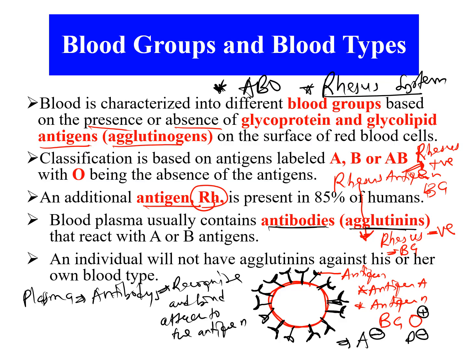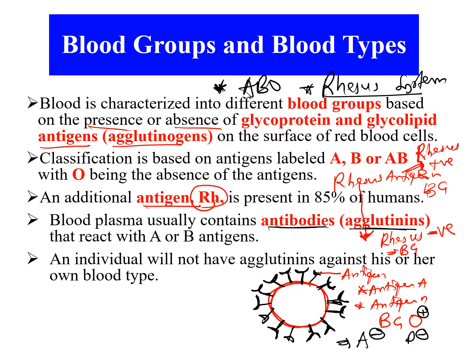So the reason why I'm talking about these antibodies is that the plasma of an individual cannot have the antibodies against their own red blood cells, but they'll have antibodies against another person's red blood cells. What do I mean by that? Before we talk about that, you need to understand that there are two types of antibodies that an individual's plasma can have. They can either have antibody A or they can have antibody B.